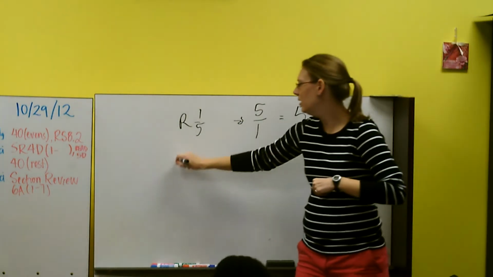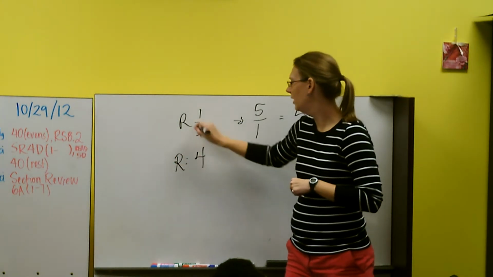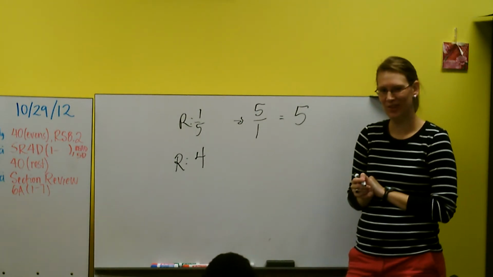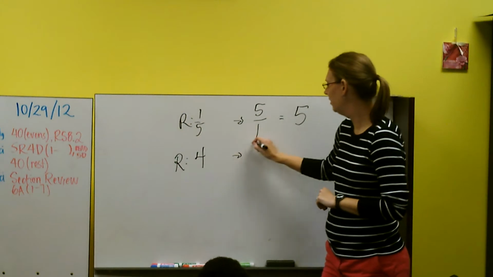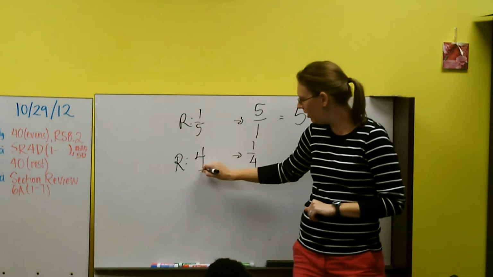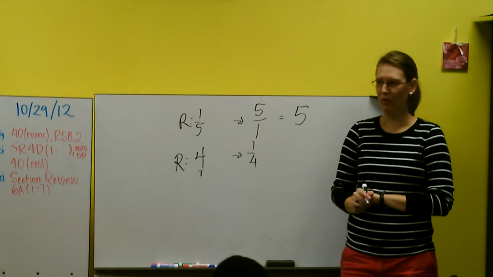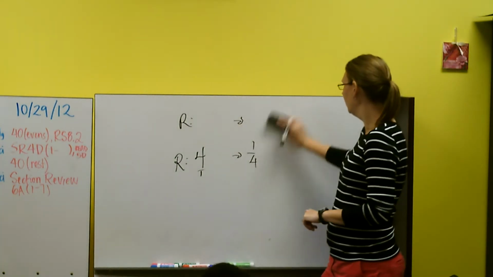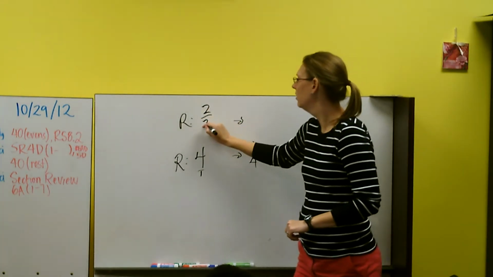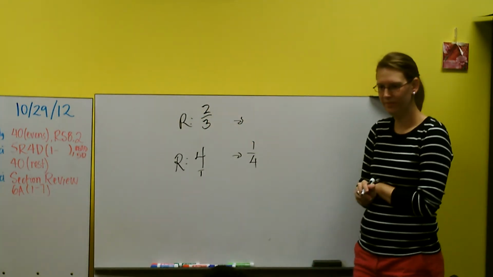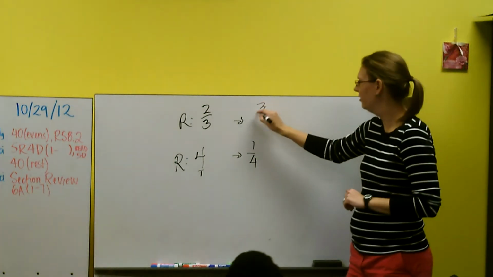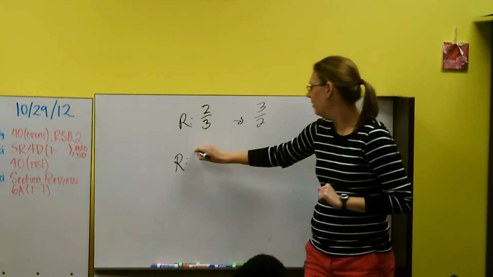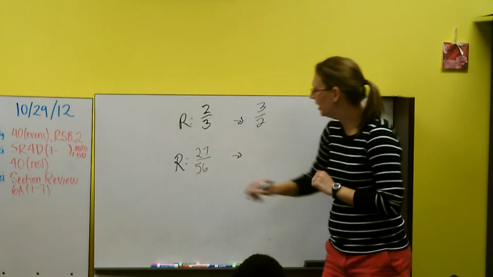So, Portia, what is the reciprocal of 4? 1 over 4. Good, because we said we can always assume that there's an invisible over 1, right? All right, come on. What is the reciprocal of 2/3? 3 over 2. Good. Now, Destiny, what is the reciprocal of 27 over 56?